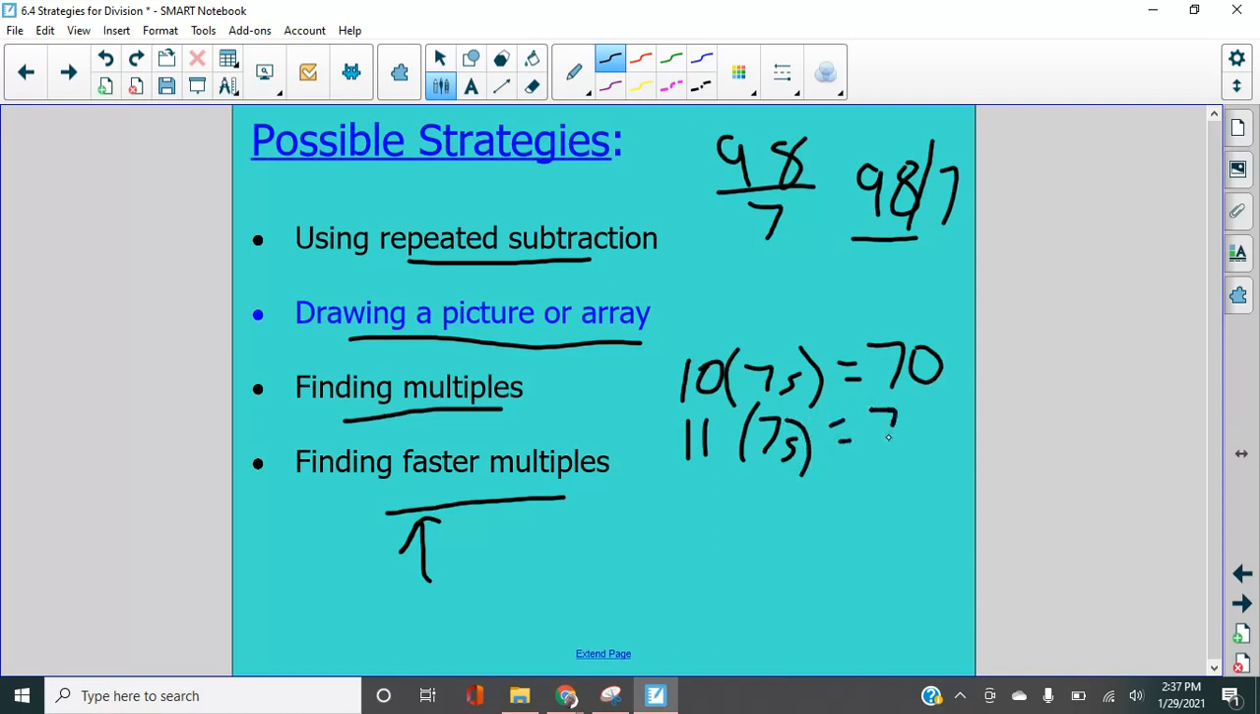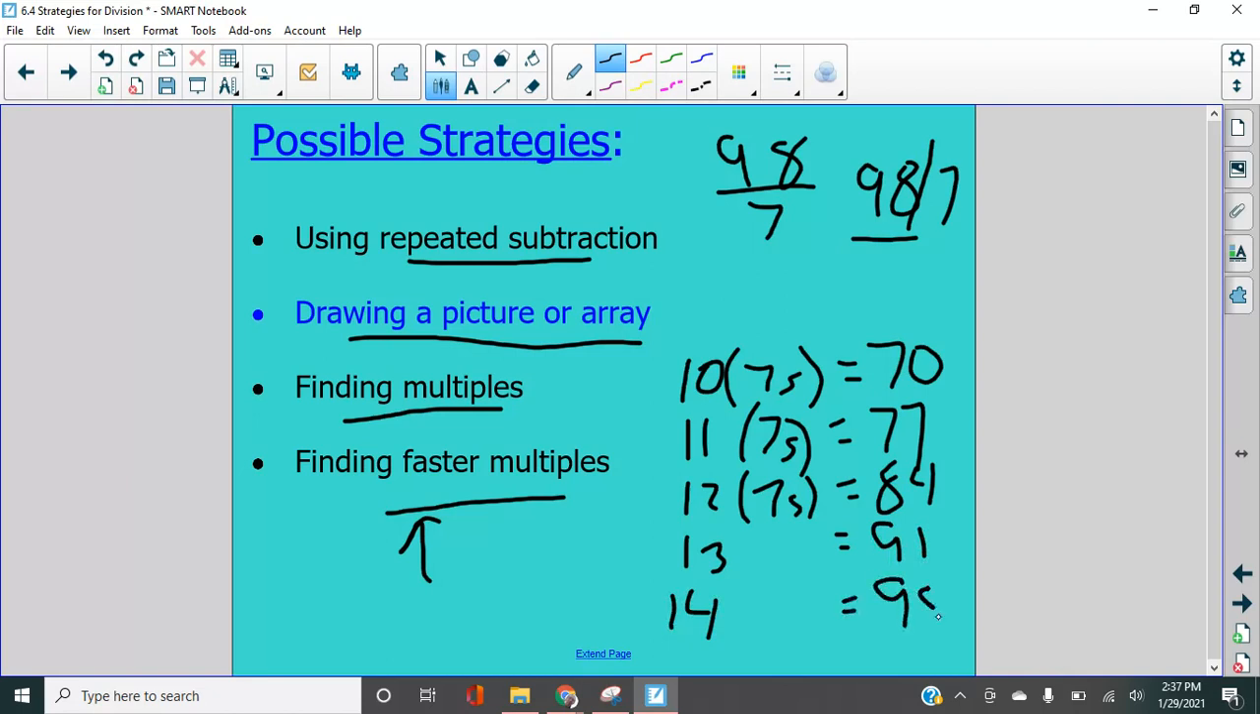So 11 sevens is 77. 12 sevens equals 84. 13 sevens equals 91, and 14 sevens equals 98. So my answer is 14. 98 divided by 7 equals 14.